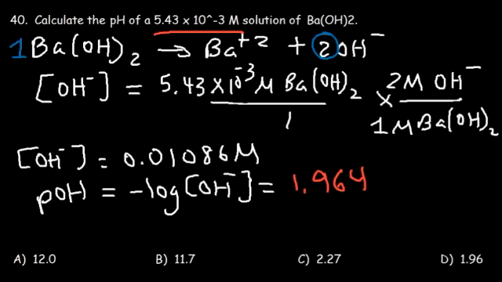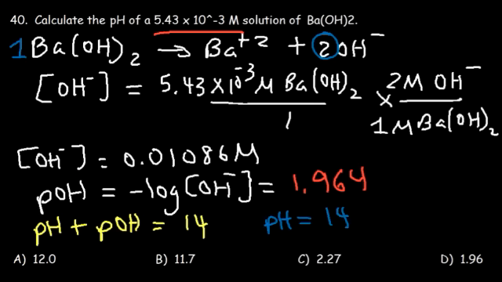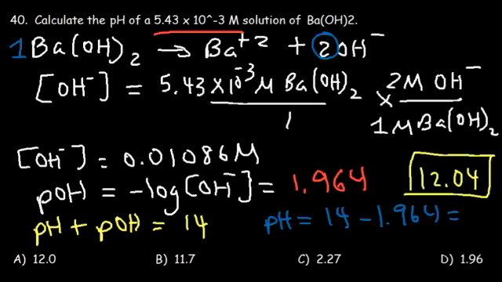Now another equation that you want to know is that the pH plus the pOH must add to 14 whenever water is a solvent. So therefore, the pH is 14 minus the pOH, or 14 minus 1.964. And that's going to give you the answer. So the pH is equal to 12.04. Answer A is the right answer.